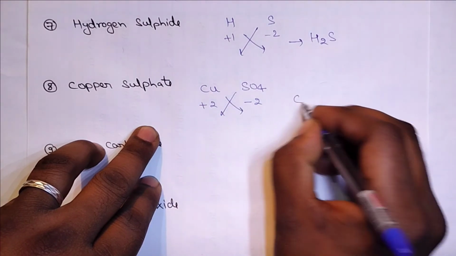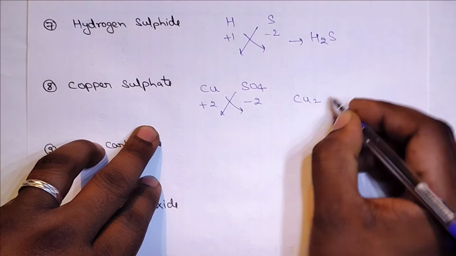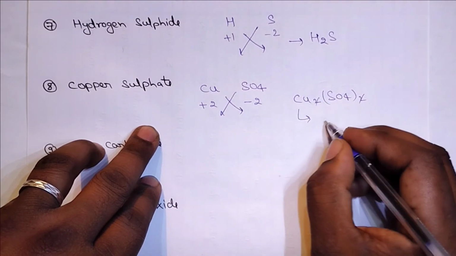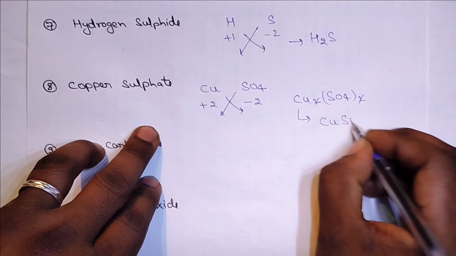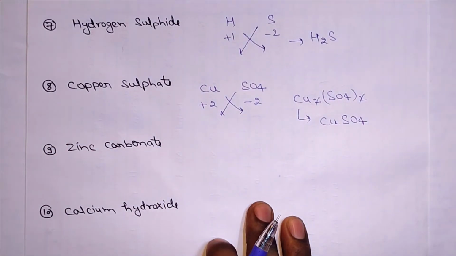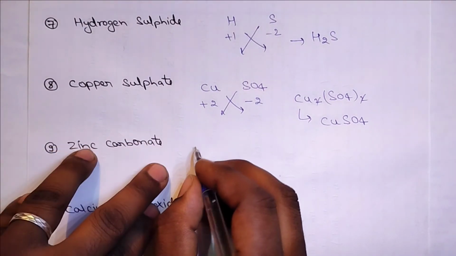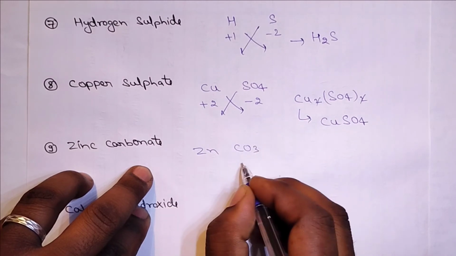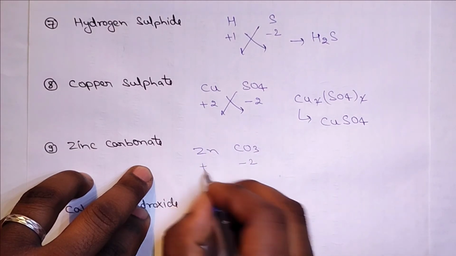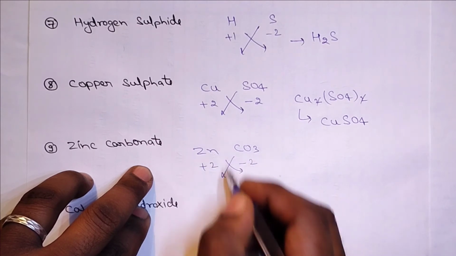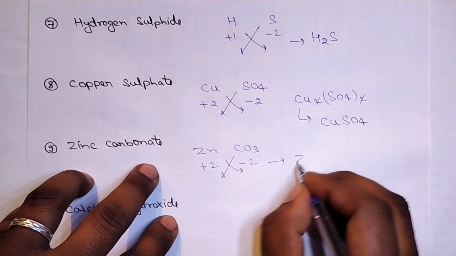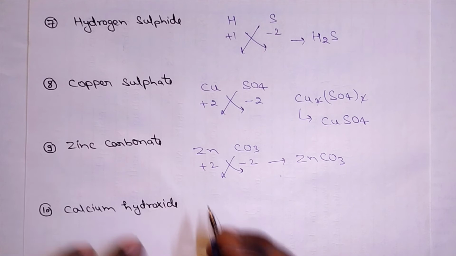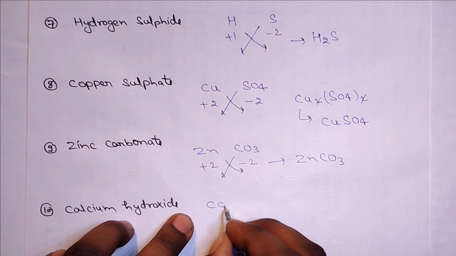So here we use the simplest ratio, and the formula of copper sulfate is not Cu2(SO4)2. It must be simplified and written as only CuSO4. Next is zinc carbonate. The symbol of zinc is Zn, carbonate CO3. Valency of carbonate is -2, zinc is +2, as we have already discussed above. So the formula of zinc carbonate is ZnCO3.